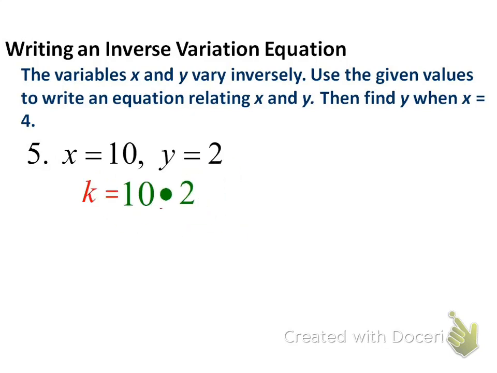Wait, you just said x equals... That's what we want to do. So first we use the given values to write an equation that relates the x and the y. Then once we have the equation, we see what y would be if x equals 4. So it's kind of like two problems in one. The first thing you want to do is find k. And then the second thing you want to do is find the y value when the x is 4. So we know that k is 20.